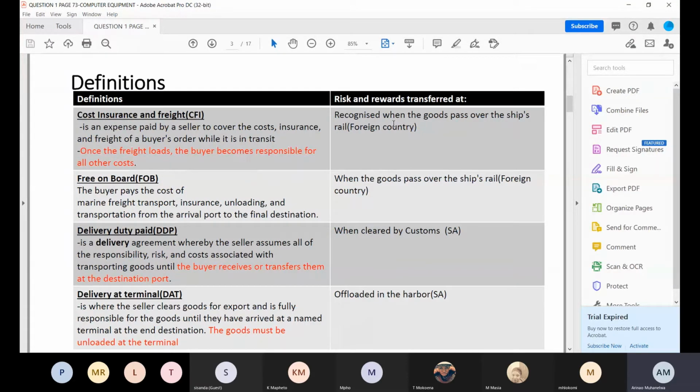So the moment the goods pass over the ship rail, in other words, at the port of the foreign country, the moment they are loaded onto the ship and they are ready to come to South Africa, when it comes to CIF, then that will be our transaction date. Same applies on free on board. The moment the goods pass over the ship rail in a foreign country, then you as the buyer, at that moment, once it's loaded, you become responsible and you must recognize the transaction date at that point.